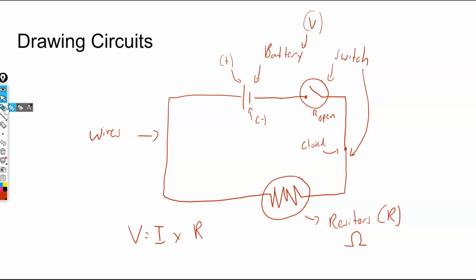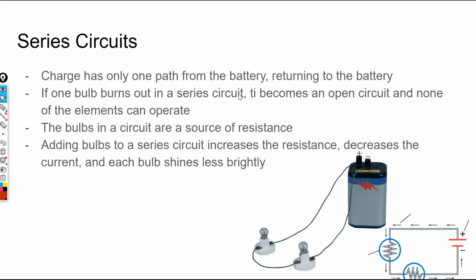So let's move on and talk about series circuits first. A series circuit is when charge has only one path from the battery and returning to the battery. So there's only one straight path going from each end of the battery. There's nothing else between it. What this means is that if one bulb burns out in a series circuit, it becomes an open circuit and none of the elements can operate.